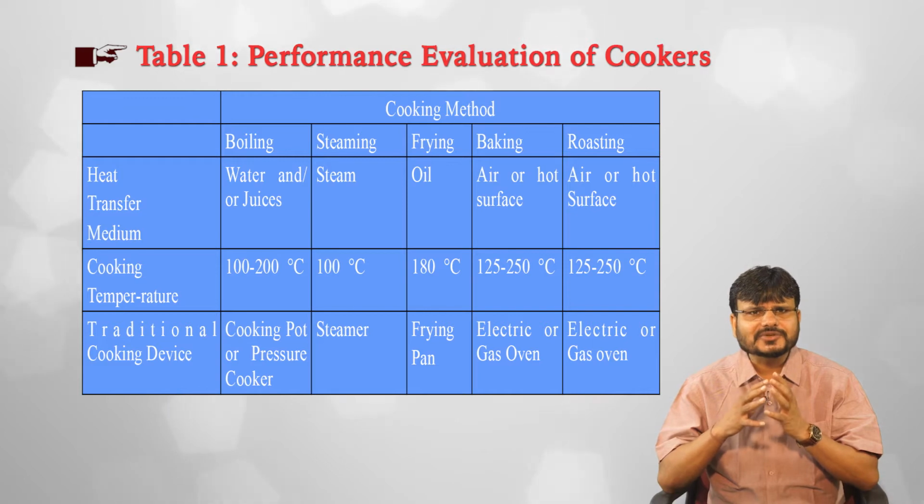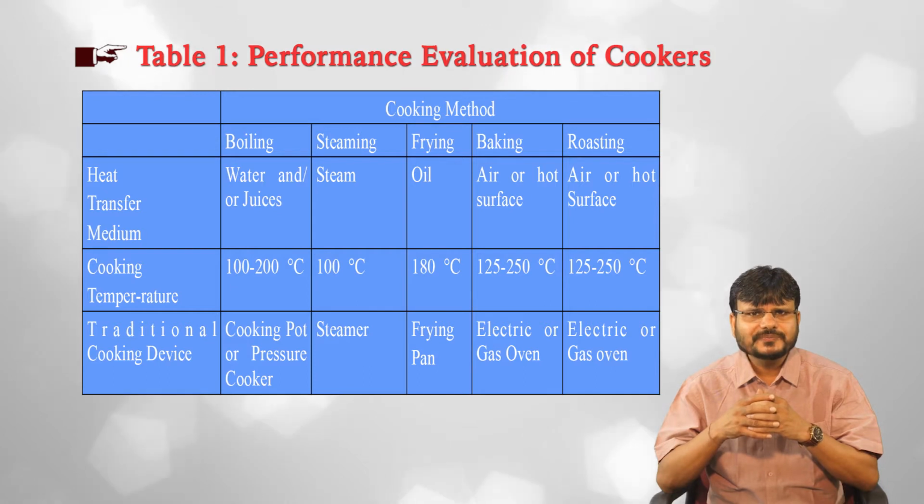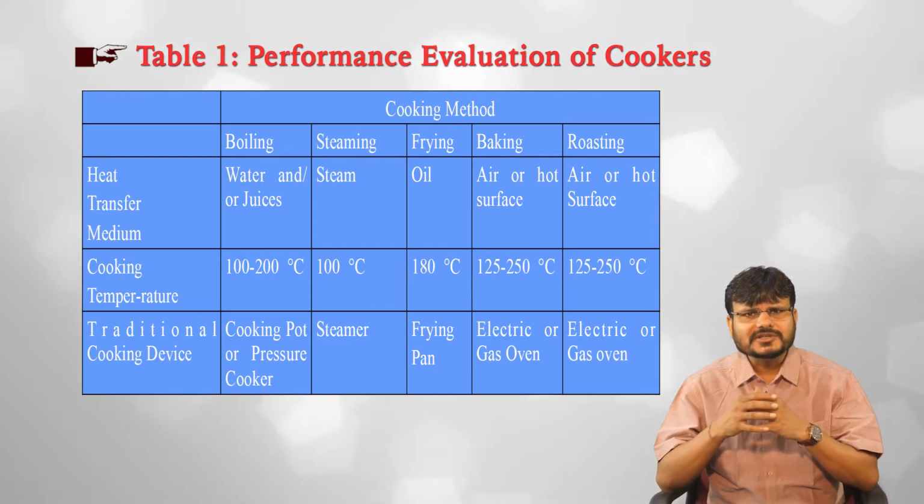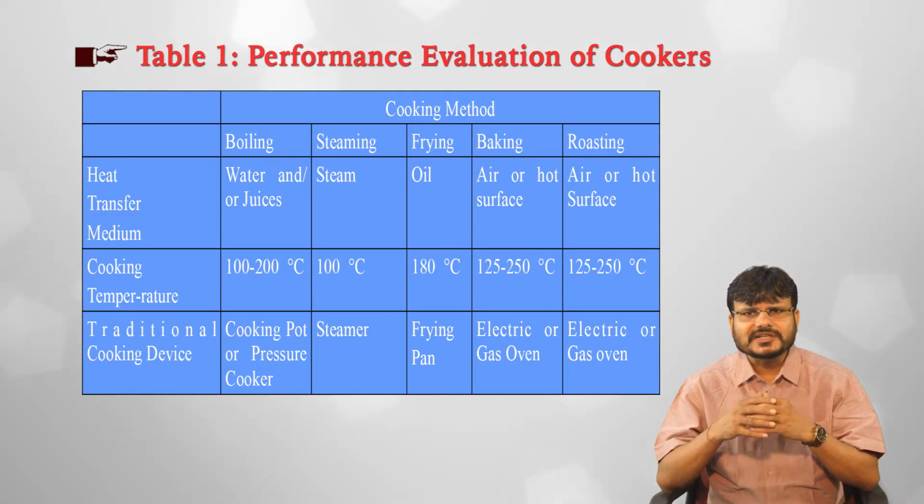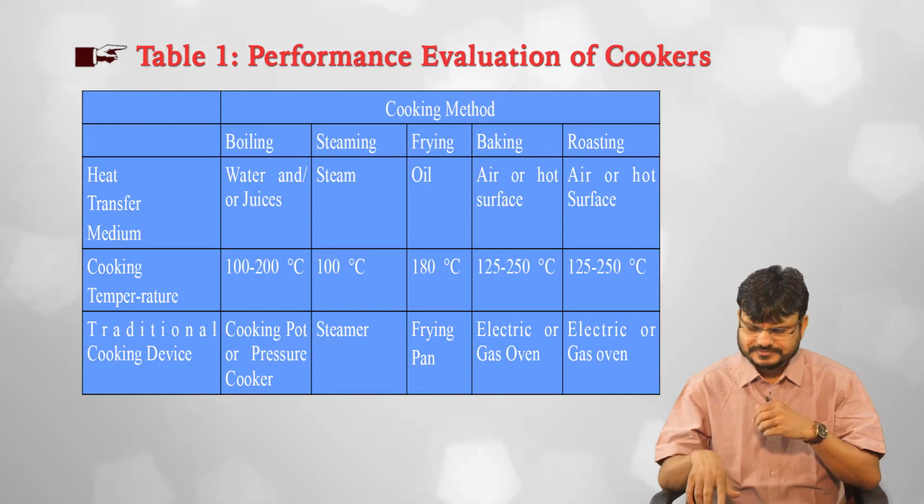The traditional cooking devices being used for boiling are the cooking pot or pressure cooker, for steaming a steamer is used, for frying a pan is used, for baking an electric or gas oven is used, and for roasting an electric or gas oven is used. For a given rate of heat received by the cooking pot, the rate of cooking depends on the shape and size of the food, the thermal conductivity of the material and the type and quantity of heat transfer fluid.